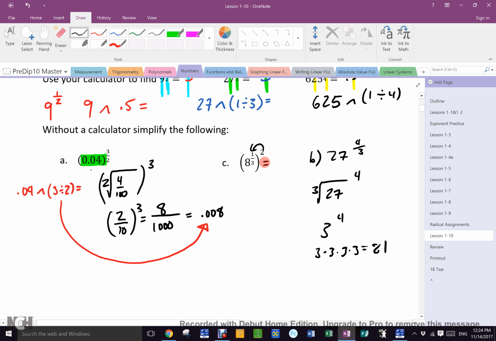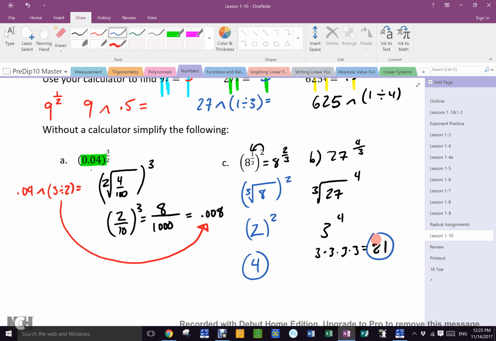So this is really 8 to the 2/3. And we know the denominator becomes the index. The base becomes the radicand. And the numerator becomes the power. What is the cube root of 8? 2 squared. 2 squared is 4. And we are done. That's it. So if it works out, you know how to handle it.